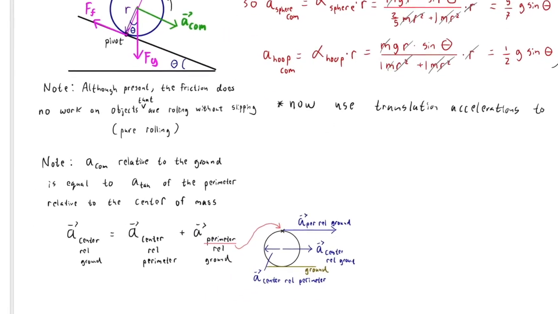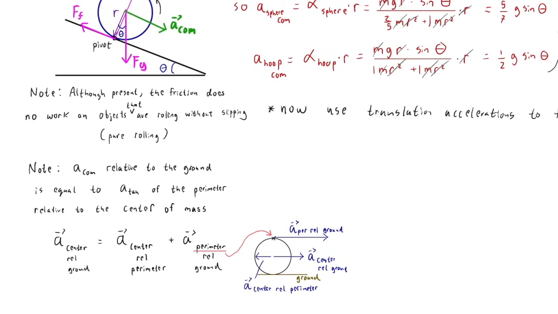Let's consider an idea here. Okay? So note, although present, the friction does no work. Okay? And again, you could solve for the static friction coefficient, but it's important to acknowledge that it actually doesn't do work, to bring it back to an idea of energy. All right? It does no work on objects that are rolling without slipping, which is pure rolling, which is the only type of rolling we cover in this class.